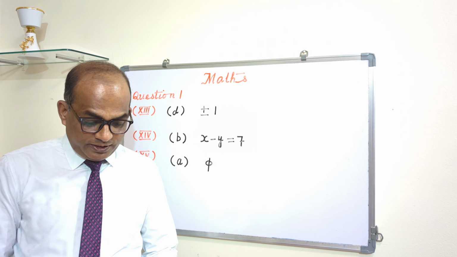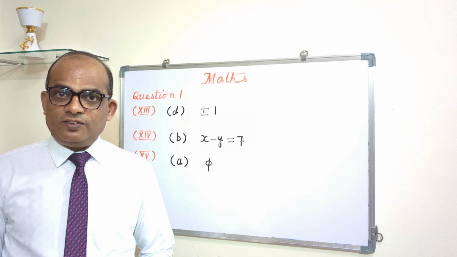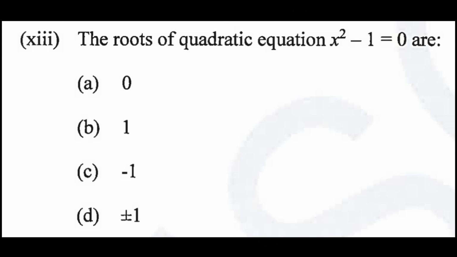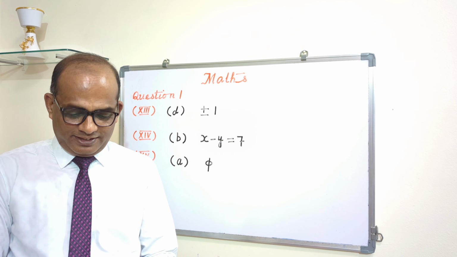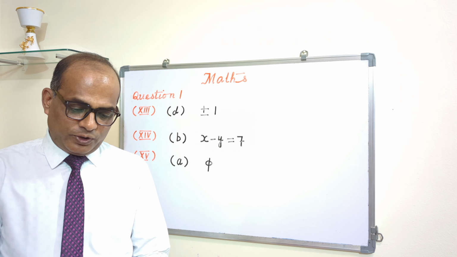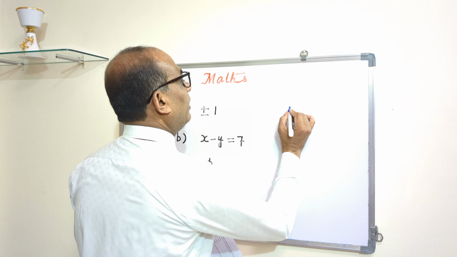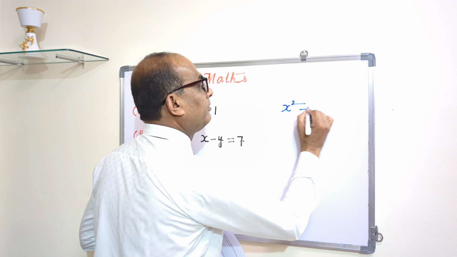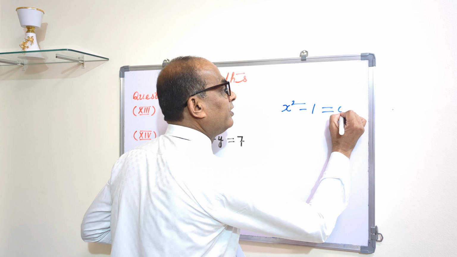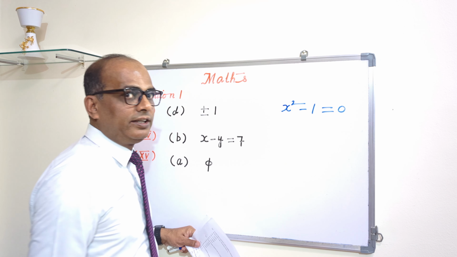Thirteen sub question, and the question is: the roots of quadratic equation x square minus 1 is equal to 0 are. 4 options are given, and we have to find out which option is correct. The quadratic equation is x square minus 1 is equal to 0. This is the question.